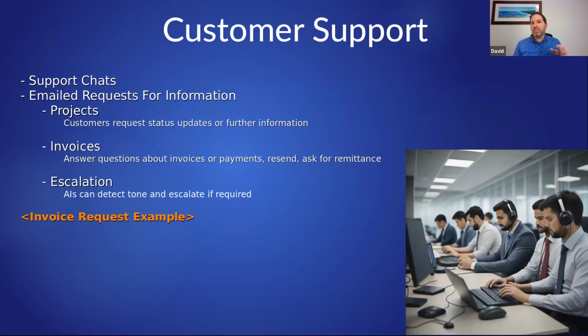So you might say, well, look, there's this certain internal information that we don't want to release to the customer, but this external information we do, or we want to reinterpret that information in a different way. You can answer questions about invoices. So for example, what was this invoice for? Can you resend it? Can you send me a remittance advice? And AIs can also detect the tone of an email. And if the person seems upset, they can escalate that to a manager automatically. And so just as an example about an invoice, I have an example here.